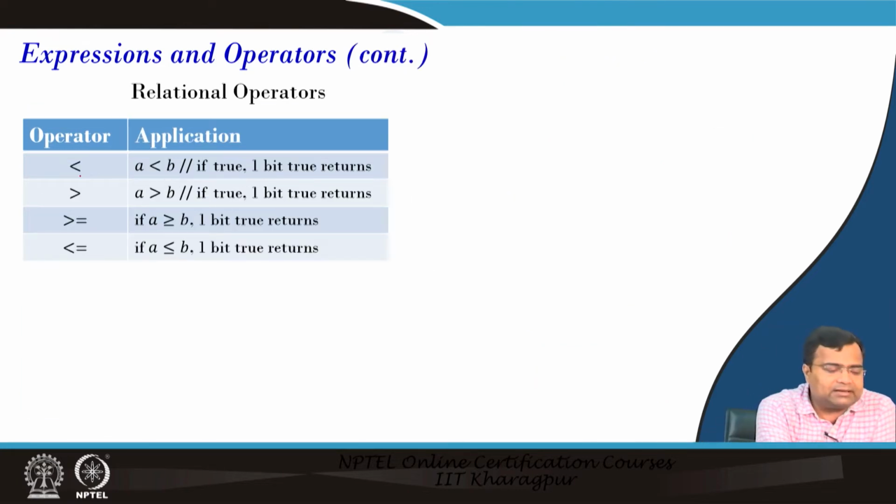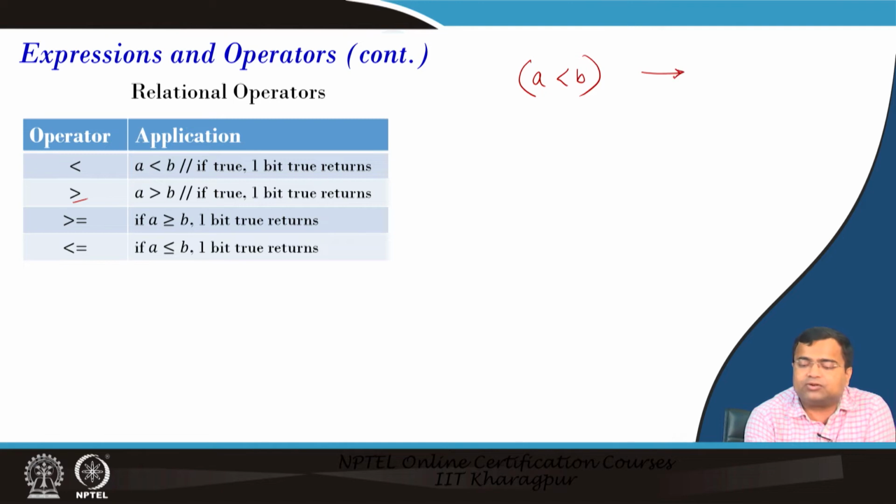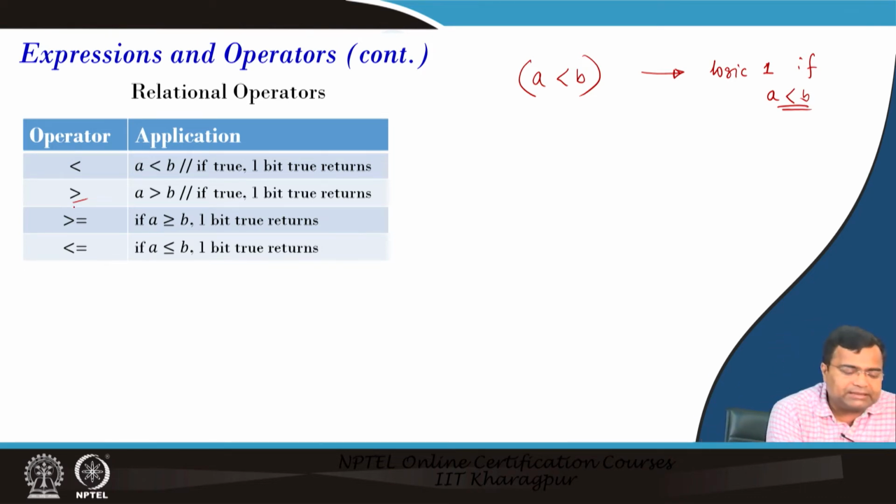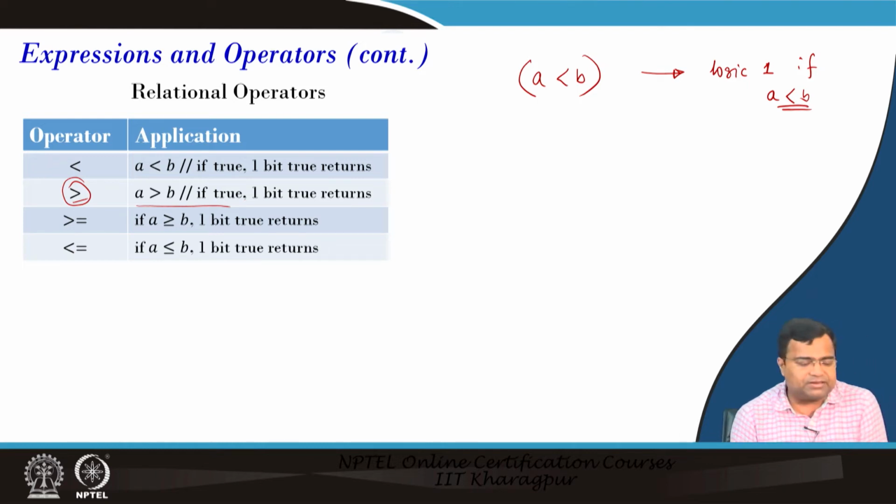If you write a less than b, when this is executed, it will lead to logic 1. Logic 1 if a is greater than b physically, that means if the number b is greater than a, and these are unsigned numbers. Similarly, if this is greater than, that will be true, and it will return 1 bit.